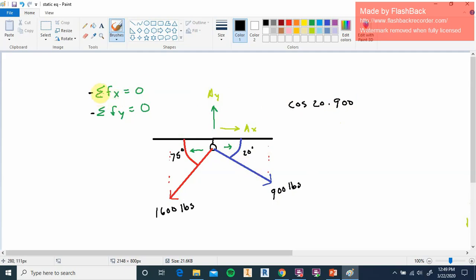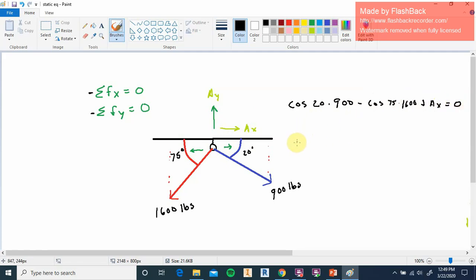And just following along with my equation, I have to take the sum of all of the forces in X. Then I have this guy here, but you'll notice that it's going negative X. So instead of adding it, I'm going to subtract it because it's negative X. And then we're going to say the cosine of 75 times 1600. And then I have the new vector here in X, which I assumed was positive, so we're going to add it, plus AX. And all of that has to equal 0.